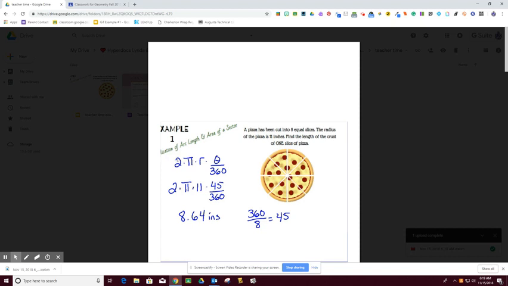So I'm going to use the same formula, 2 pi r times theta over 360, but this time you'll notice theta is not given to me. So therefore, I have to take the whole circle, 360, divided by the 8 equal slices, and I get theta as 45. So now I'm going to say 2 times pi times 11 times the part of the circle that I care about, which is 45 over 360. So in my calculator, 2 times pi times 11 times the fraction of 45 over 360 gives me 8.64 inches.